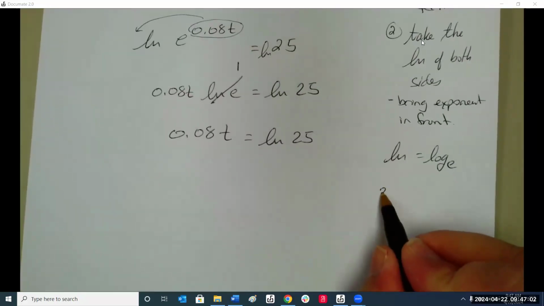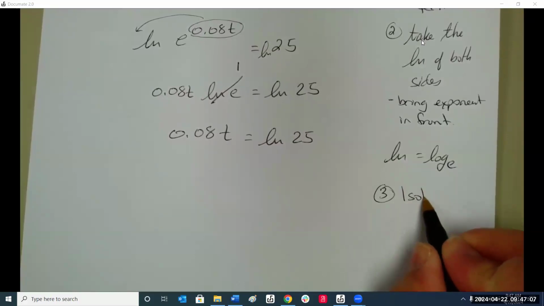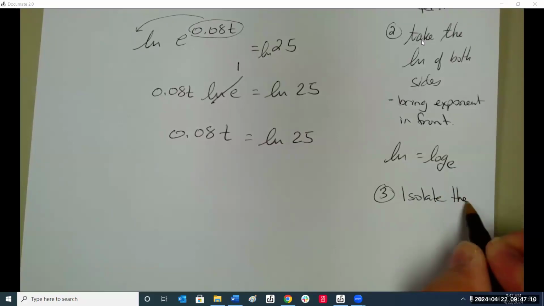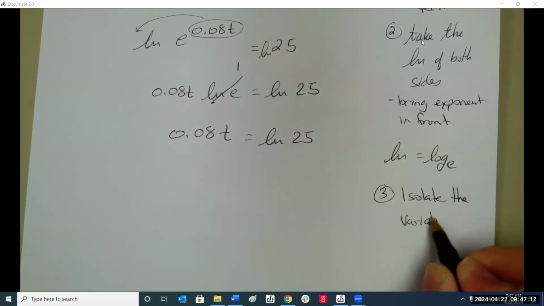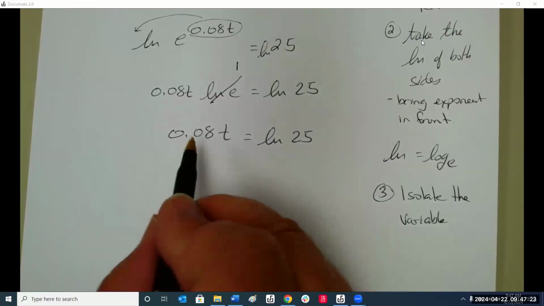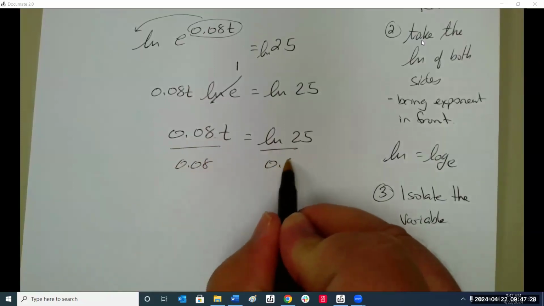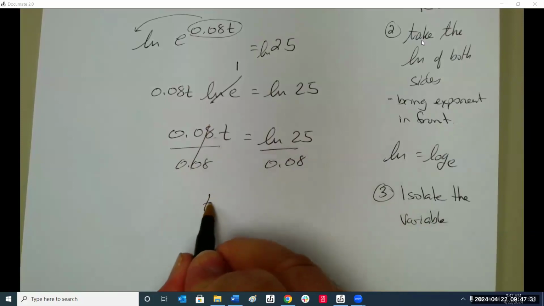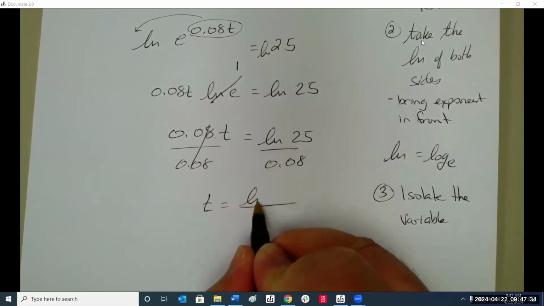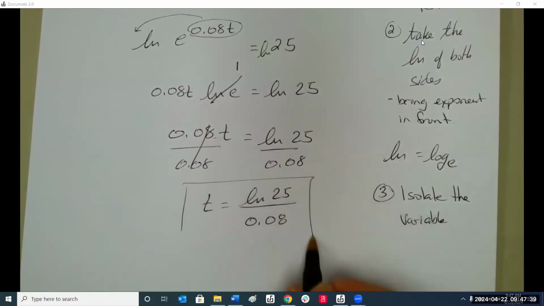Last step. To get the t by itself, what do we have to get rid of? Yeah, because they're multiplied, so it's the opposite. So divide by 0.08 on both sides. And you can put that in your calculator. And that's your answer.